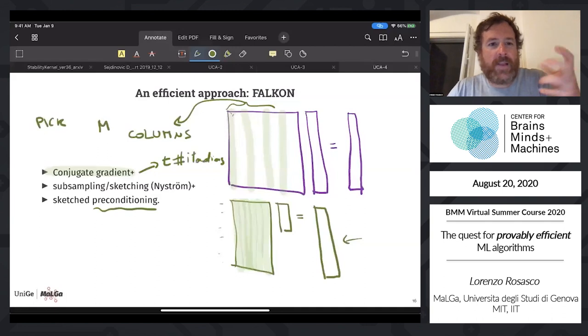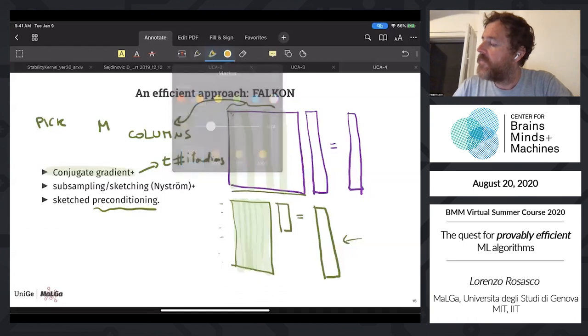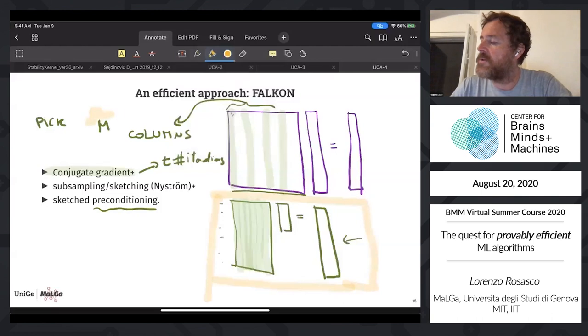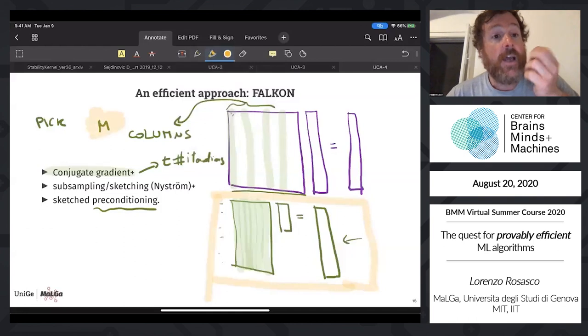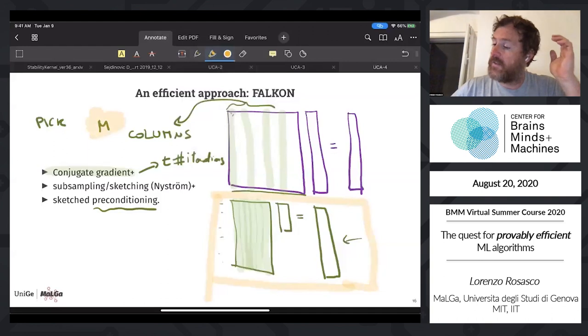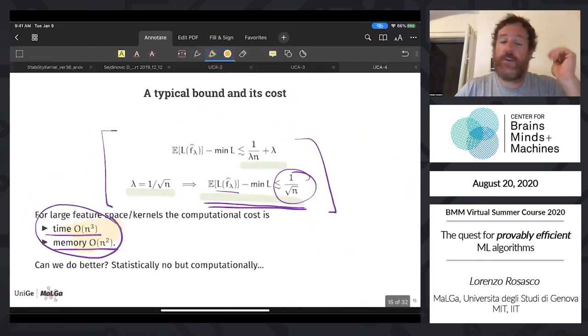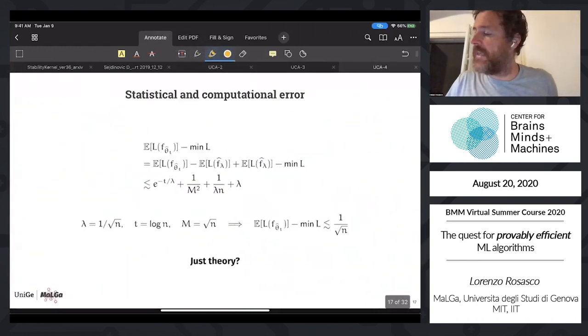So I don't solve the problem exactly, I do t iterations, and also I don't really solve the whole linear system. I only solve this reduced linear system where I sampled m columns, okay? So what I want to know is if there is a theory that tells me how to pick m and t in order to get the same exact error that I was achieving before with these much heavier computations. And this is basically what you can do. Again, it's the same trick as before.